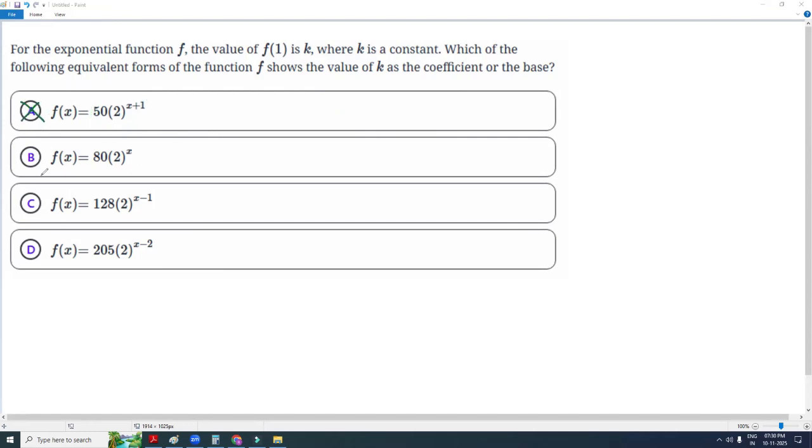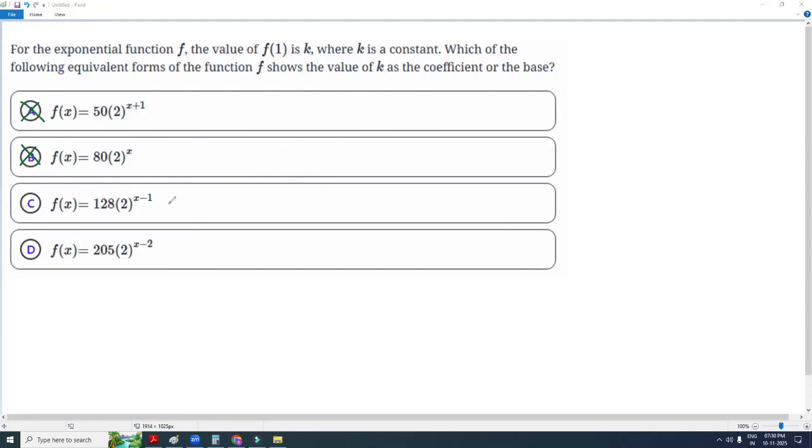Now let me consider answer choice B. Let's find the value of k over here. We have to plug in 1 for x into the function. Then we have 80 times 2 to the first power. 2 to the first power is just 2. 2 times 80 is 160. Here we have the value of k, that is 160. But the f(x) in answer choice B does not show this value as a coefficient or base. So we can reject answer choice B.